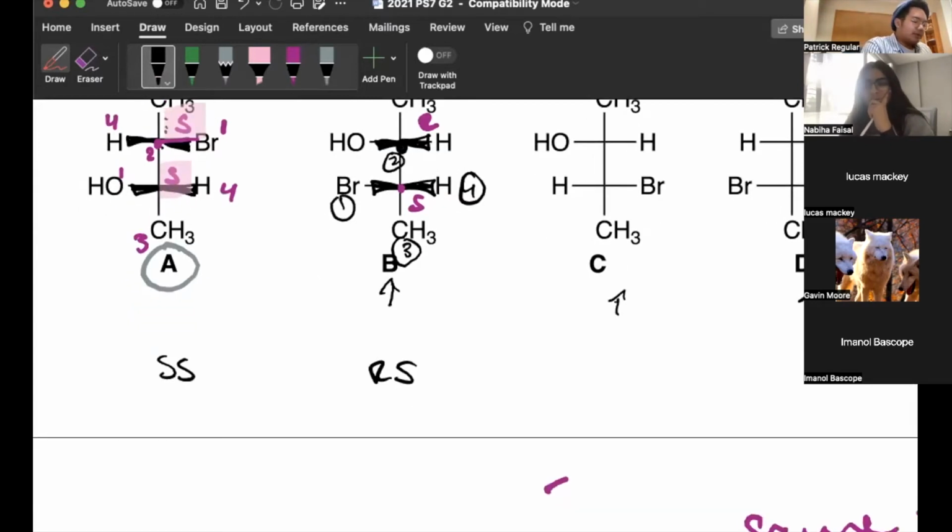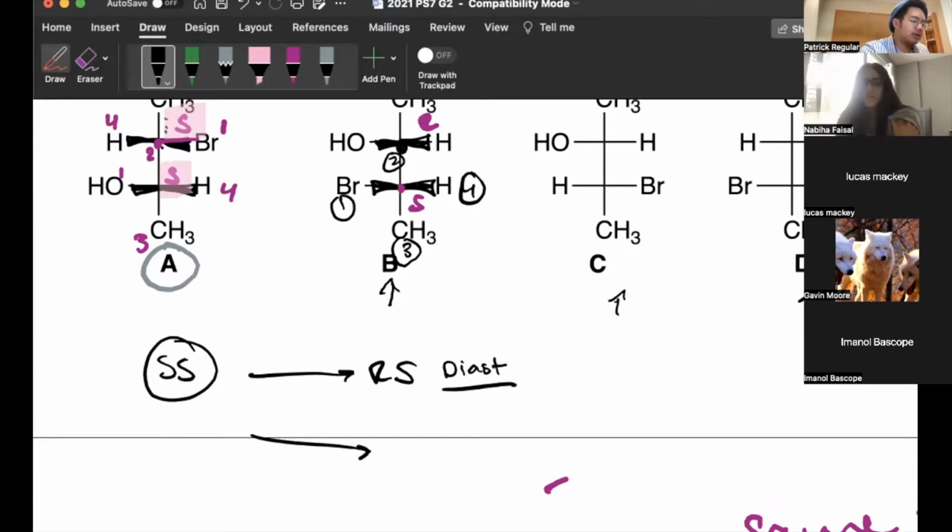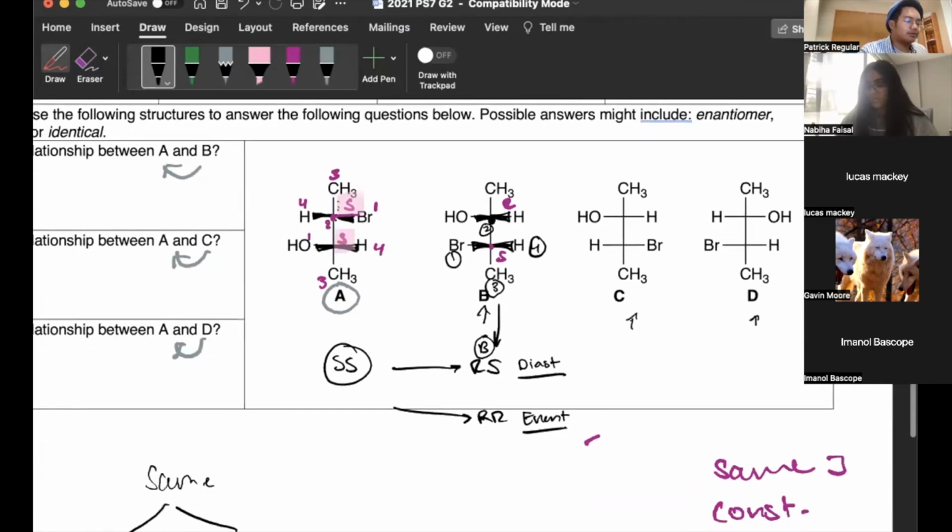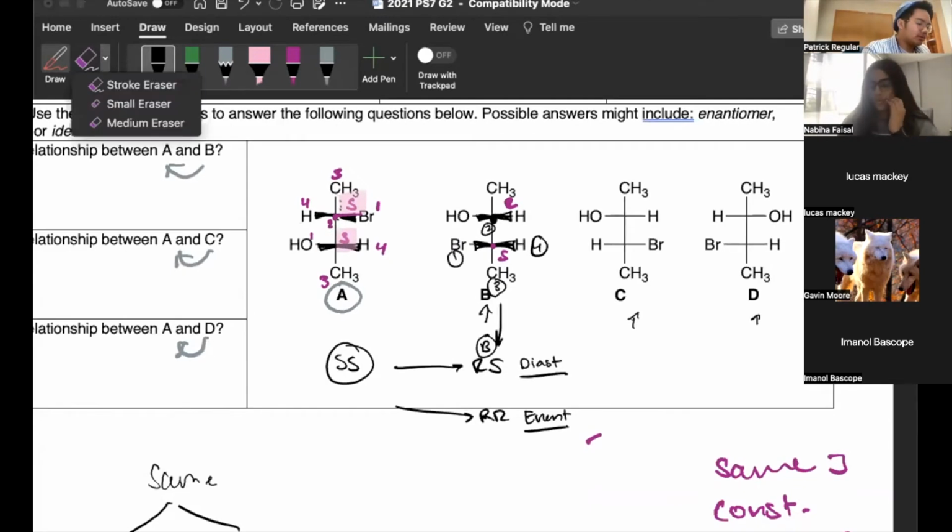Now, if this was our relative starting point and we have our S, what kind of isomer is that? Only one of them changed, so would it be a diastereomer? Yes, there's only one change. If we had an R, R, that would be an enantiomer because there's a complete reversal. And if it was still S, S, that would just be identical.